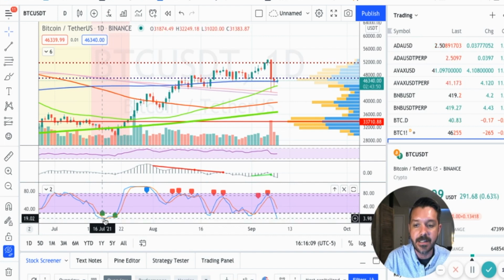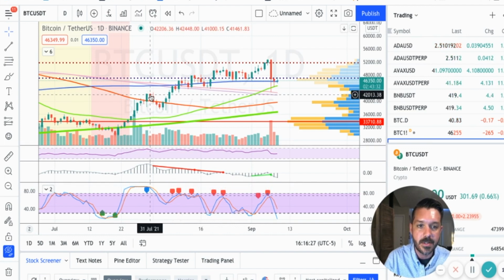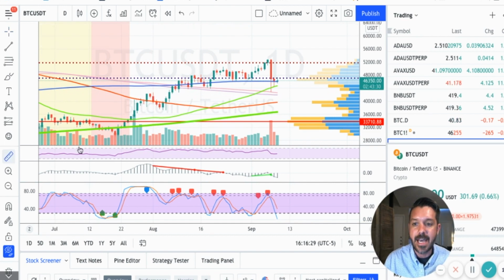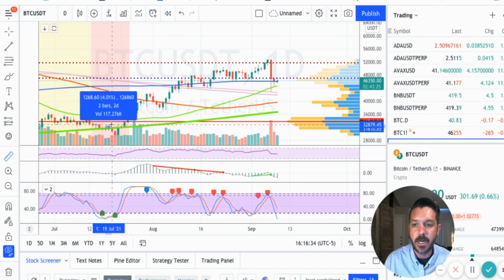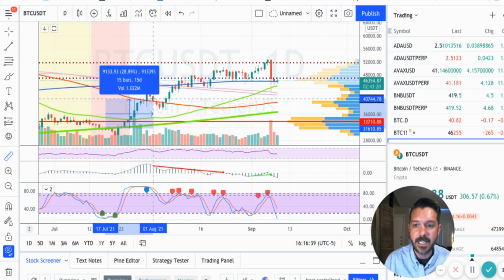So right here, this blue line, back on July 21st, this blue line starts to move through the red line. If we had bought right here, we would have bought at 31,000. And then you can see the Stoch goes all the way up. And when it's riding this red line, when it drops through the red line, that would have been the time to sell. So we would have sold at 42,000. So if we had been following that indicator, we would have bought here, we would have sold maybe right here, and so that would have been a 28% gain.